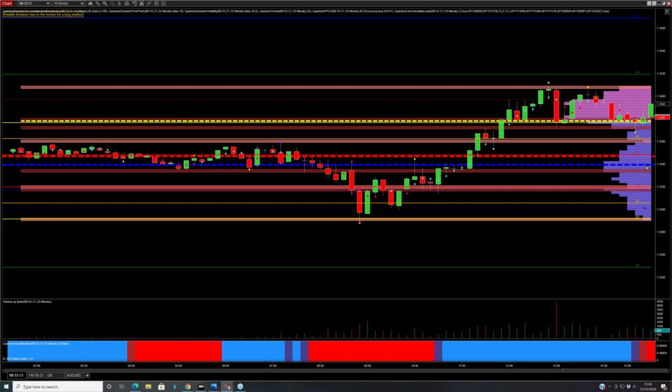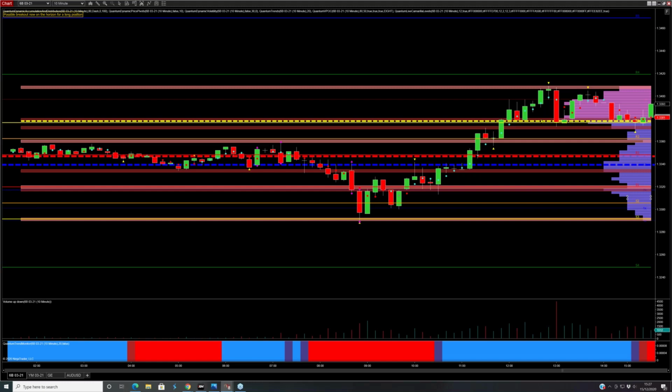Across in this histogram here, this is what we call a high volume node. This is a low volume node, and that basically means when it's a high volume node, the price has been in this region the longest. Why? Because we also have something called the volume point of control.